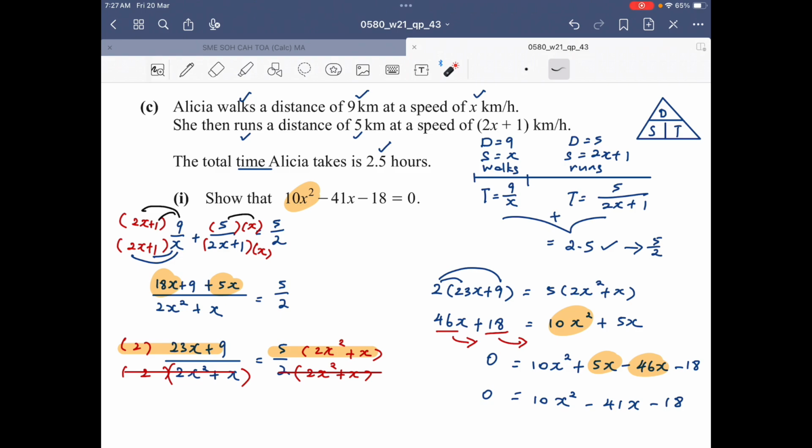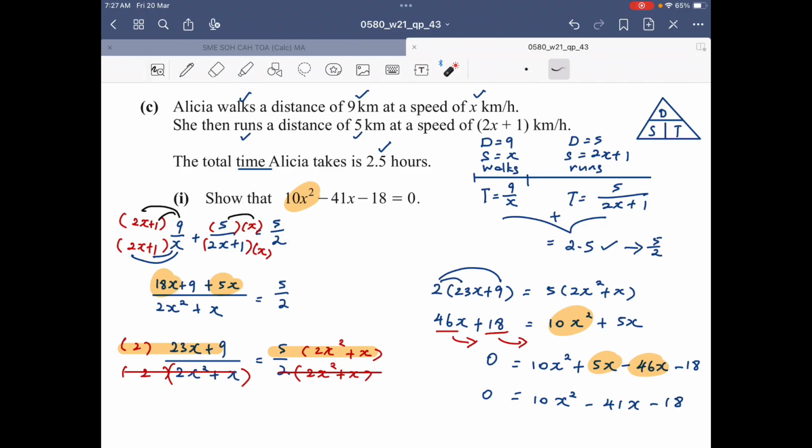Whenever we have to show something, you can never start from whatever is given. Okay, you can't begin your working from here. No way. This is what you need to arrive at, what you need to show in the end. You can't take it from the start. Remember that.